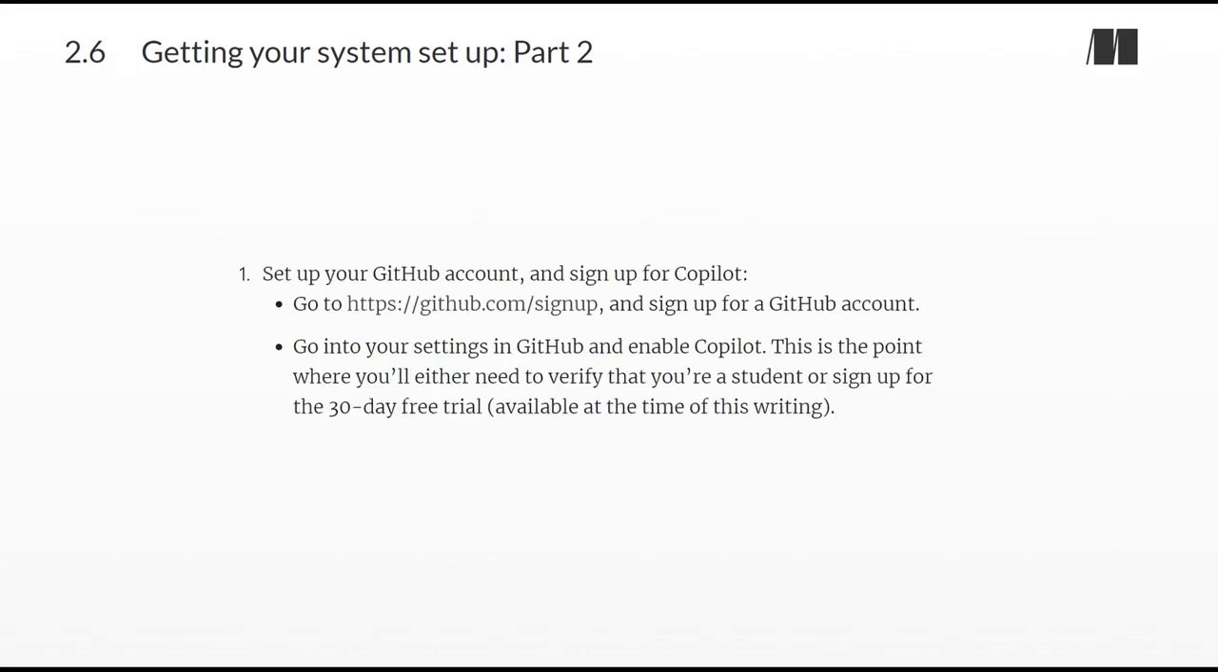1. Set up your GitHub account and sign up for Copilot. Go to this link and sign up for a GitHub account. Go into your settings in GitHub and enable Copilot. This is the point where you'll either need to verify that you're a student or sign up for the 30-day free trial, available at the time of this writing.